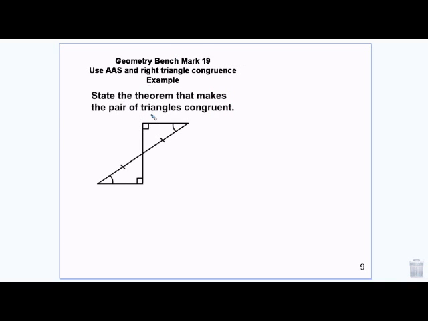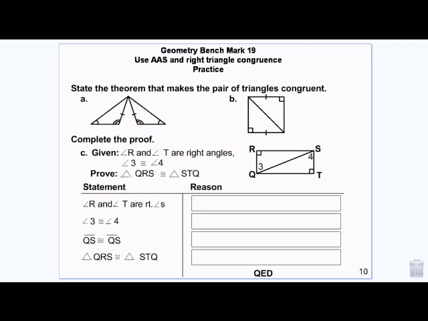All right, to determine what theorem makes the pair of triangles congruent, these are my hypotenuse, and then I have angles. So this is going to be hypotenuse, angle. All right, I would like you guys to try A and B on your own, and then we'll go over C together. So go ahead and pause the video.